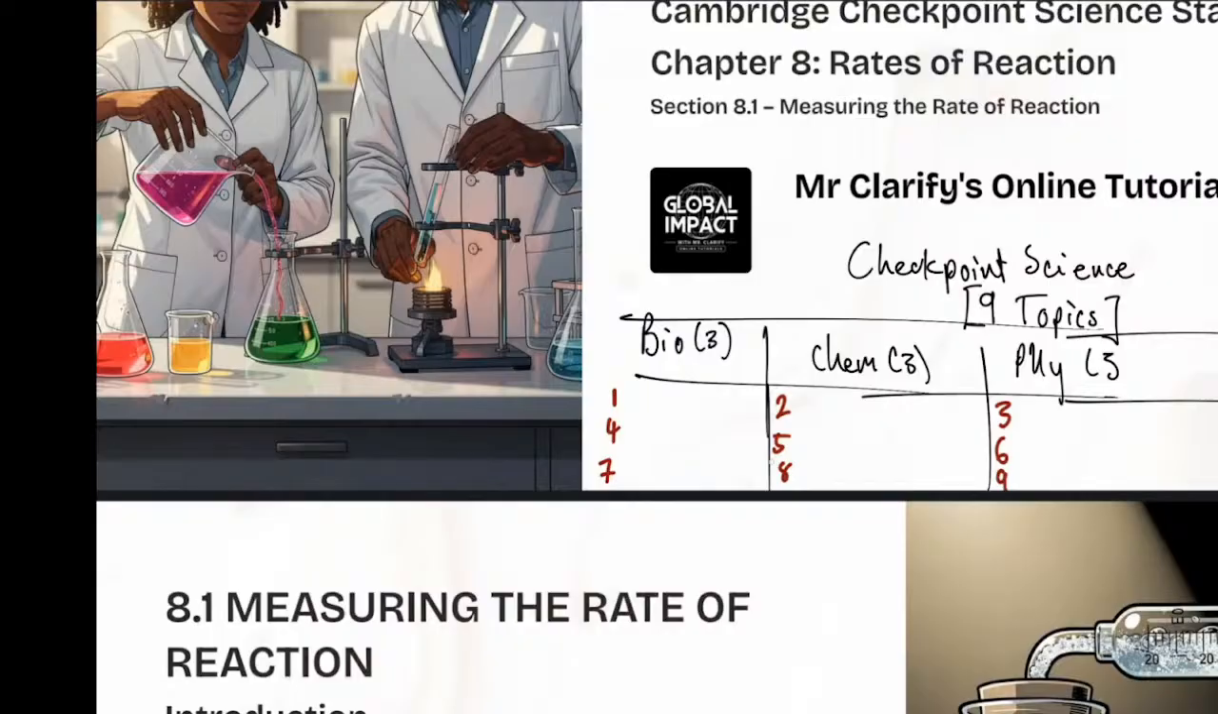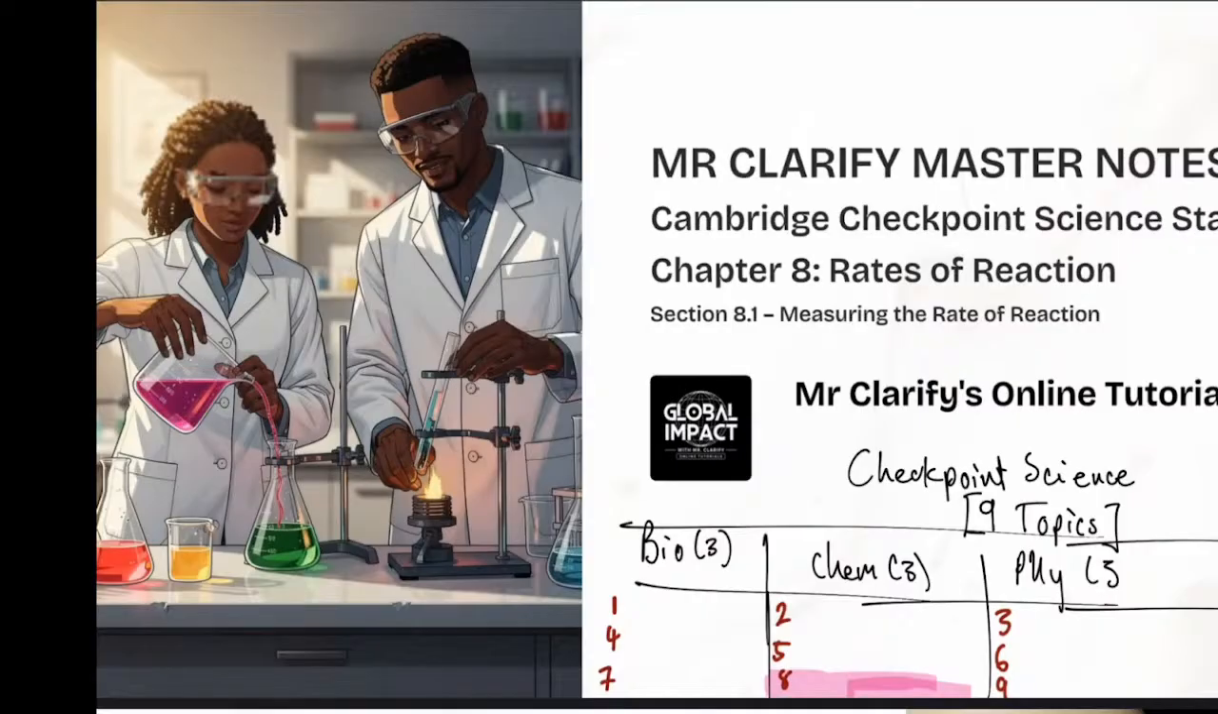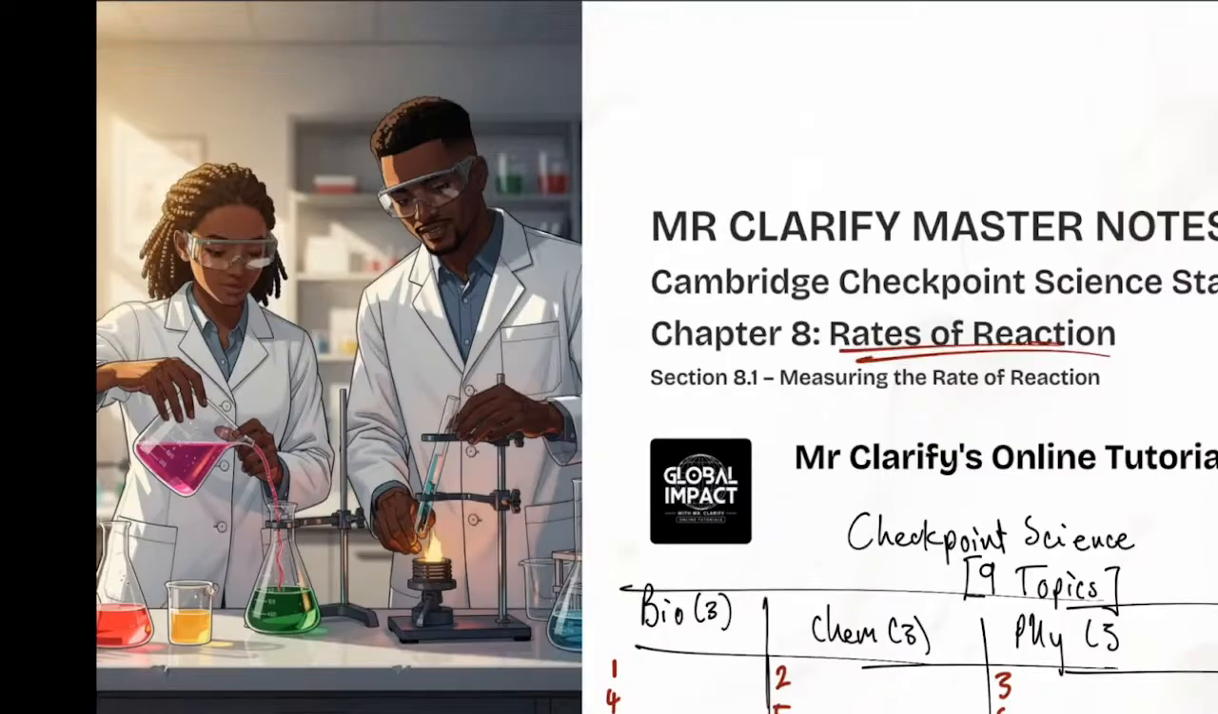So we are looking at chapter 8 for chem. Okay. Chapter 8 is chem. That's the one we are looking at, which is called rates of reaction. Chapter 8, as I've just shown you, is a chemistry chapter. And it's called rates of reactions, and that's the one we are looking at today.